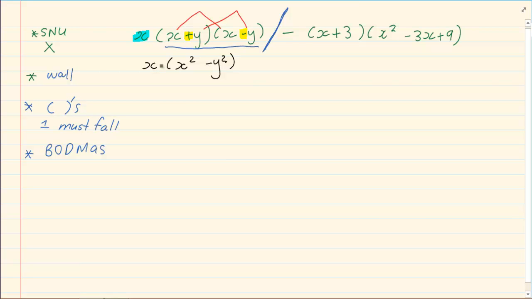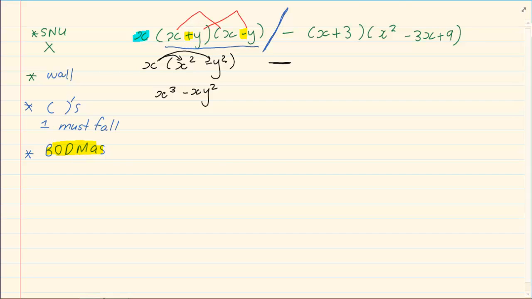Then we can continue with the x going into this bracket. Now, if it's one term by two terms, we're going to use the distributive law. So we will have x cubed minus xy to the power 2. That sorted out the section on your left hand side. Now let's go to the right hand side. We still have our minus. Our minus is out of the brackets and BODMAS says we need to do brackets first.